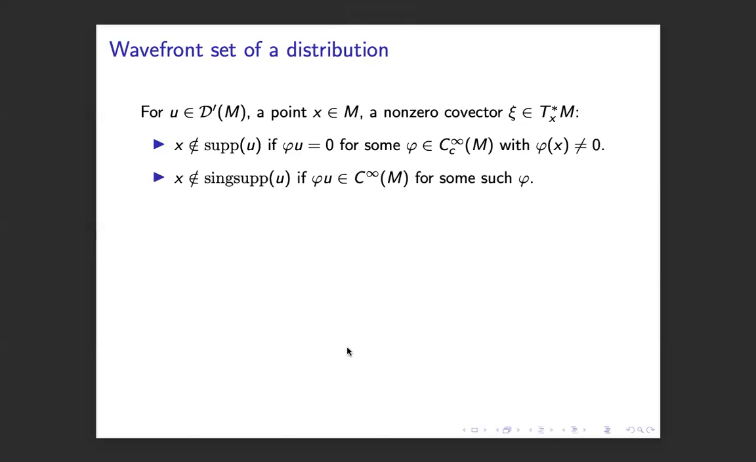A more refined version of this concept is the singular support, which is the same thing, but you ask that φu is a smooth function after cutting off. If you have a delta function, then anywhere except at the origin you can multiply it by a small bump function and get zero. But any function you multiply with which is supported at the origin is going to give you something with a singularity at the origin. So both the support and the singular support of the delta function are at the origin.